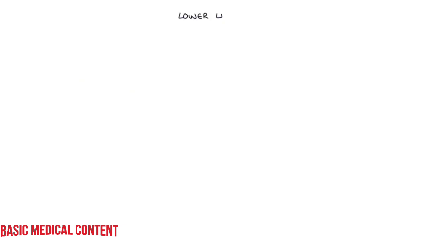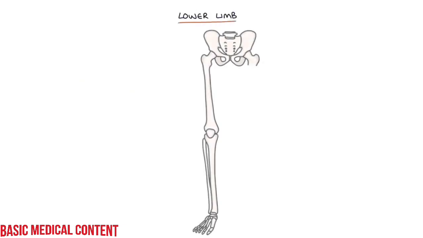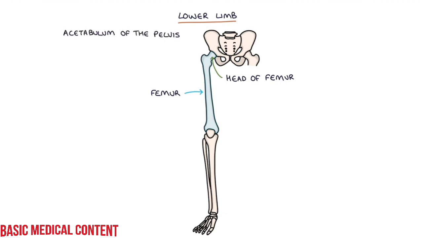Next, let's move on to the lower limb. The longest bone in the body is the femur, or the thigh bone. The head of the femur connects with the acetabulum of the pelvis in order to form the hip joint. The femur joins with the tibia and the fibula at the lower leg to form the knee joint. The tibia is medial, closer to the midline, and the fibula is lateral on the outer aspect of the leg. At the front of the knee is the patella bone, which is commonly called the kneecap.